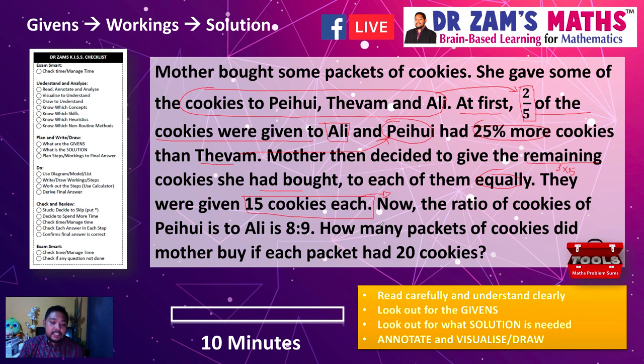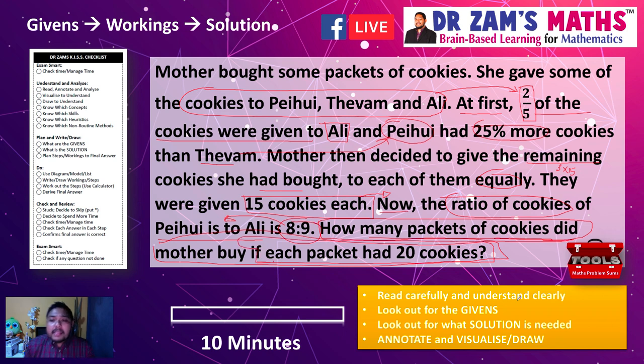For those who have just joined us, you actually have about 10 minutes to do this. Later I'll give you some time to do it. I just want to make sure you all know what the givens are. Let's continue. Now, the ratio of cookies of Peihui to Ali is 8:9. This is another given. Finally, the last sentence is actually the solution. This is the solution that is asked of you in the problem: how many packets of cookies did mother buy if each packet had 20 cookies.